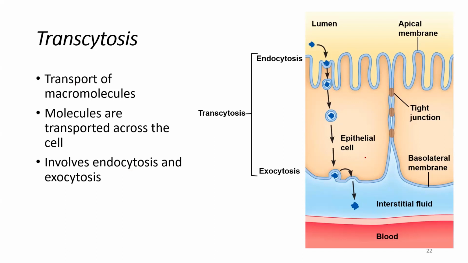The membrane of the vesicle will fuse with the membrane of the basolateral surface here. And then we can just spit that molecule or particle out on the basolateral side of the cell. Okay, so transcytosis is another way that we can move molecules through our cells, and it really involves endocytosis on one end and then exocytosis on the alternate end.